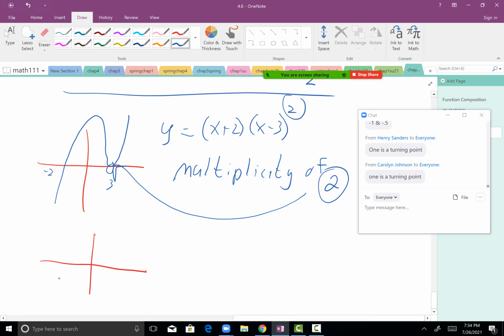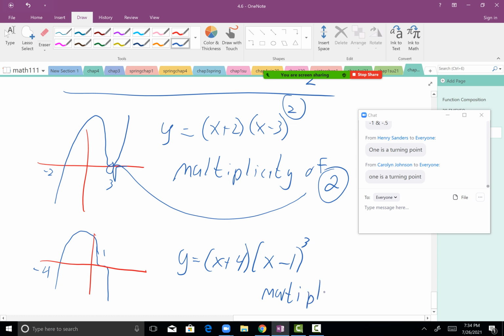If we have a graph that looks like this, say it comes down and it kind of flattens and goes like this, let's say that this is negative 4 and this is positive 1, then we would have x plus 4, right? And then x minus 1 cubed, that has a multiplicity of 3.